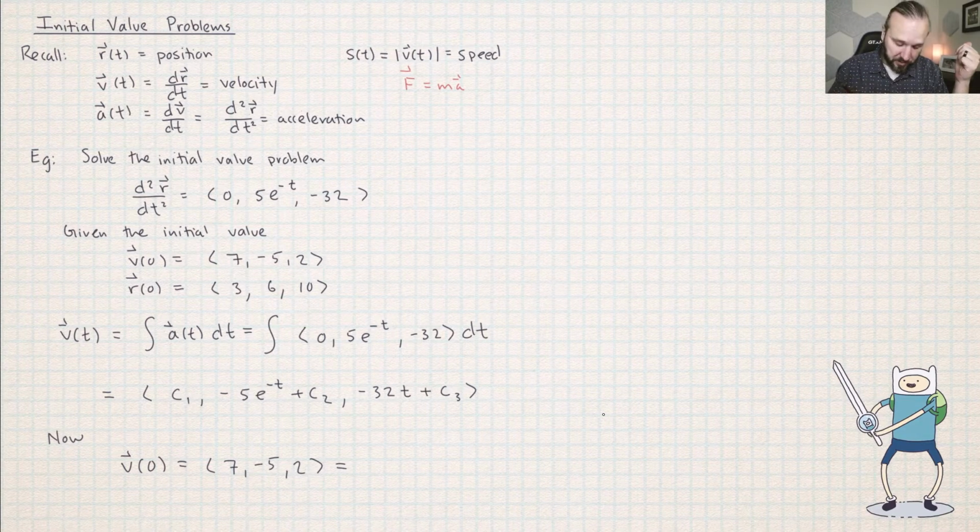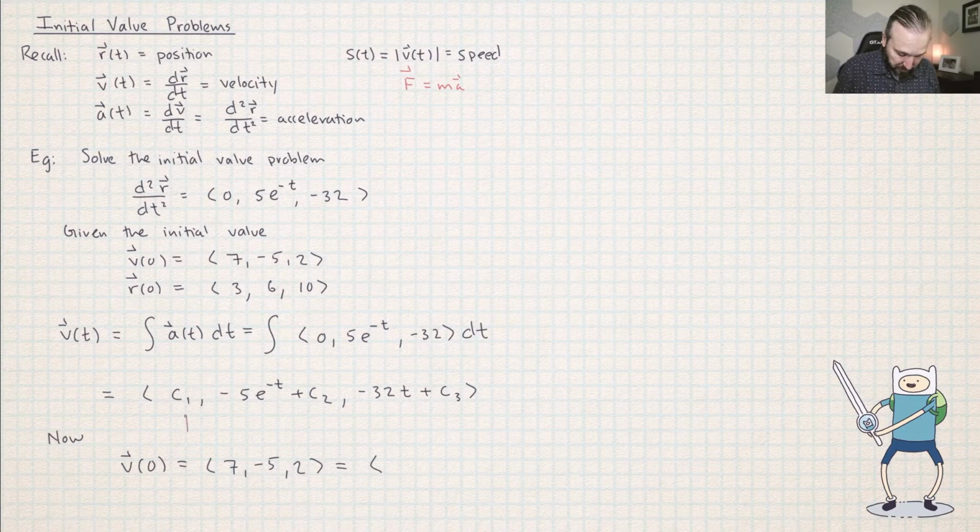But it's got a lot of constants in it, so I'm going to use the initial conditions to recover those constants. So the velocity at time 0 is 7, negative 5, 2, and here is the velocity at any time. So what I can do is just plug in 0 anywhere there's a t in the velocity, and that must be equal to 7, negative 5, 2. So I'm going to do that now.